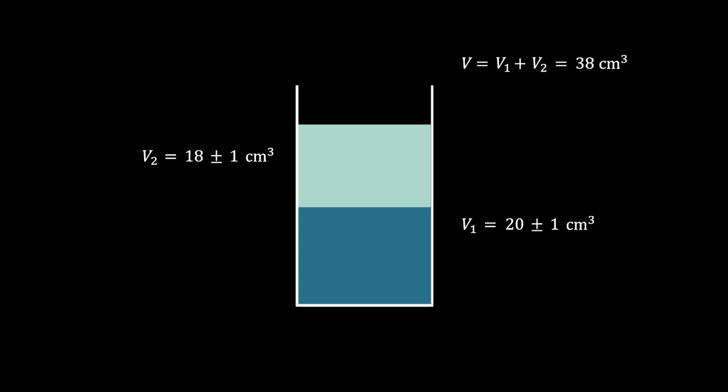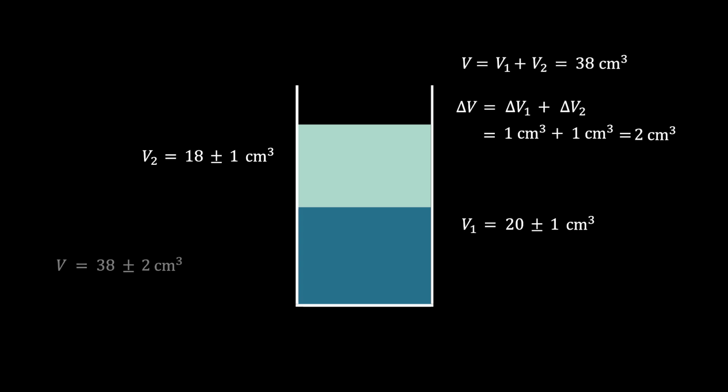The uncertainty in V is delta V equals delta V1 plus delta V2, where delta V1 is equal to 1 cm³, delta V2 is equal to 1 cm³, and therefore delta V is equal to 1 cm³ plus 1 cm³ equals 2 cm³. So we can write V equals 38 plus or minus 2 cm³. Since the uncertainty is to the nearest cm³ when rounded to 1 SF, the value of the volume should also be to the nearest cm³ so that it matches with the uncertainty.